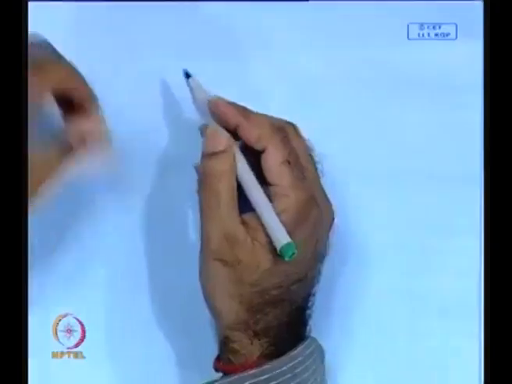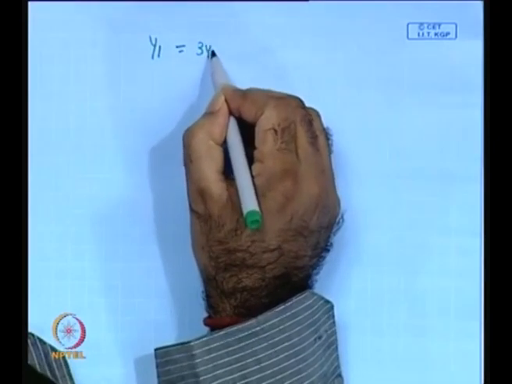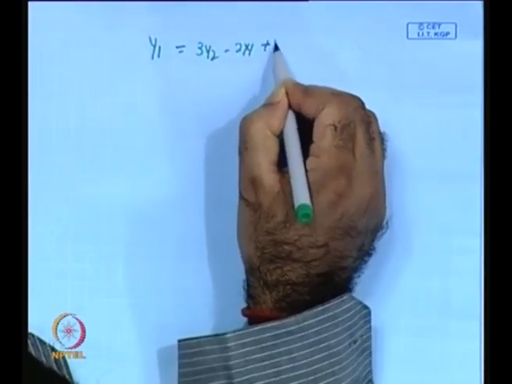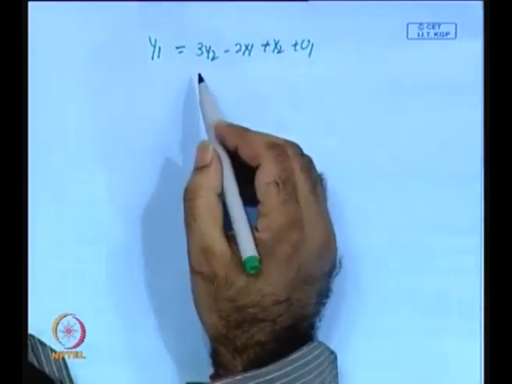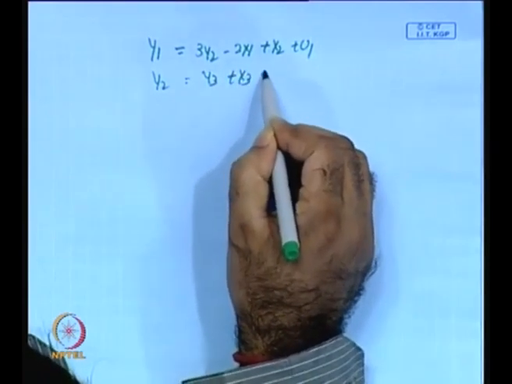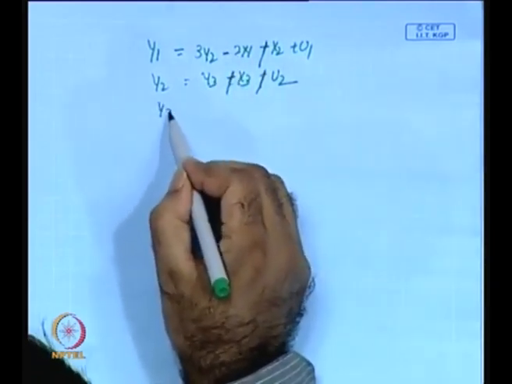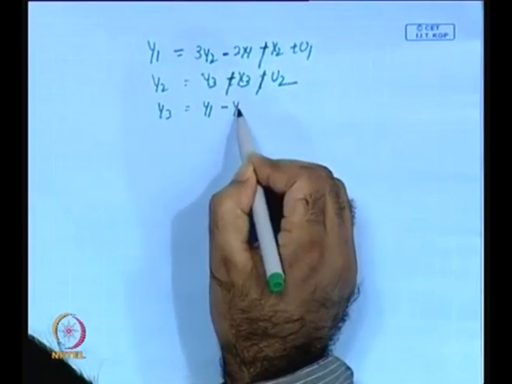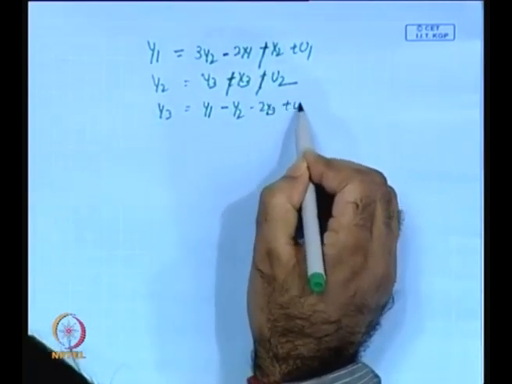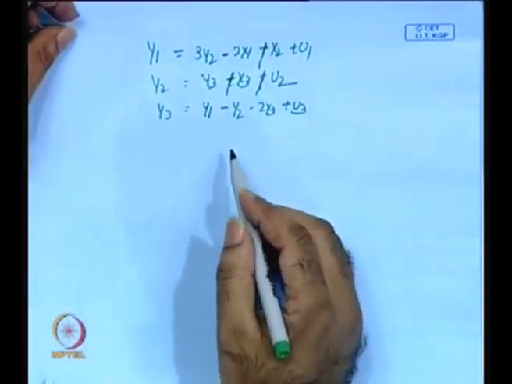Let me take an example here, the same example. The example is y1 equal to 3y2 minus 2x1 plus x2 plus u1. Similarly y2 equal to y3 plus x3 plus u2. Then y3 equal to y1 minus y2 minus 2x3 plus u3. What you have to do is take all these items to the left side, then prepare the matrix.